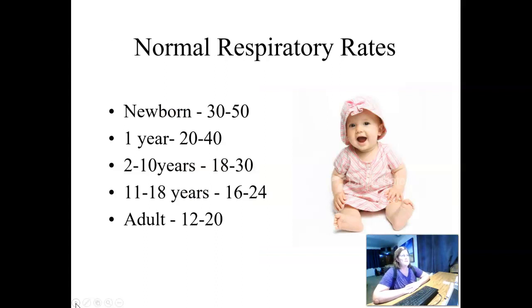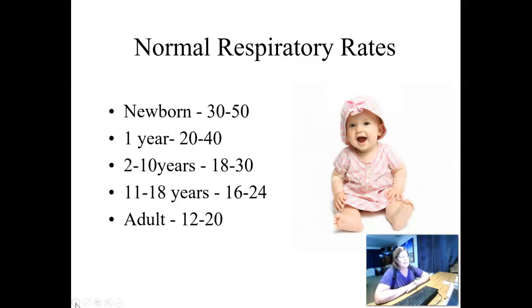So normal respiratory rates for newborns are 30 to 50 breaths per minute. For 1 year of age, it's 20 to 40. For 2 to 10 years of age, it's 18 to 30. And then as you get to be around 11, 12 years old, you start getting more into a normal range. But 11 to 18 is still 16 to 24.